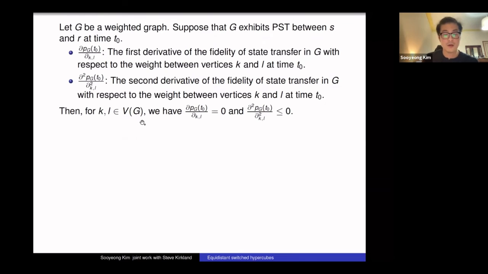Then we can easily find that the first derivative is 0, and the second derivative of the fidelity with respect to the edge weight is less than or equal to 0. So we only have to consider the second derivative.